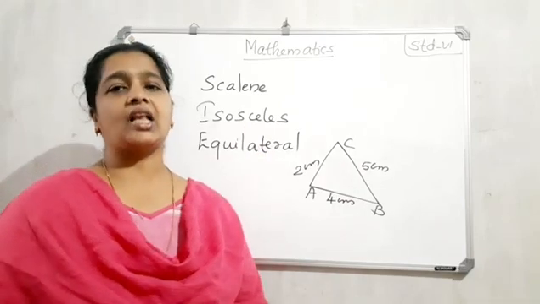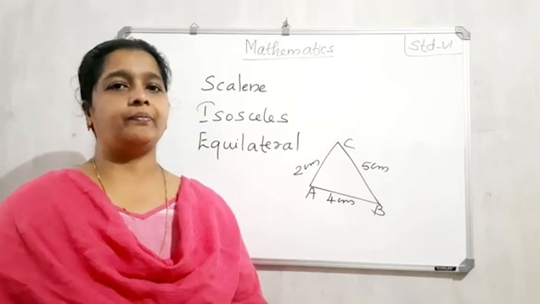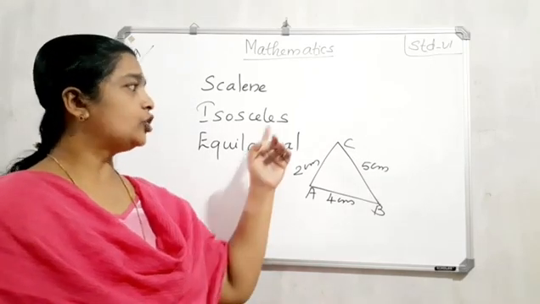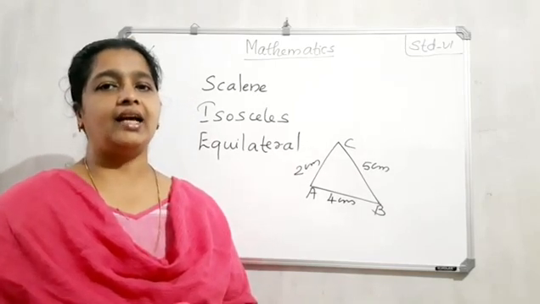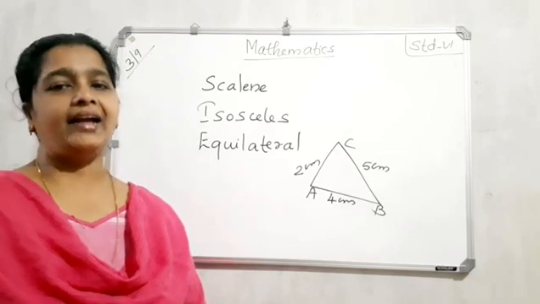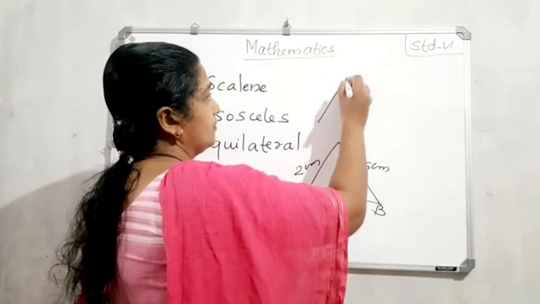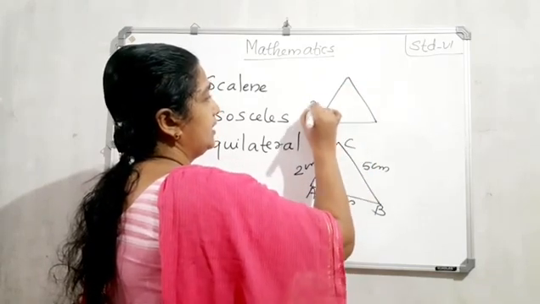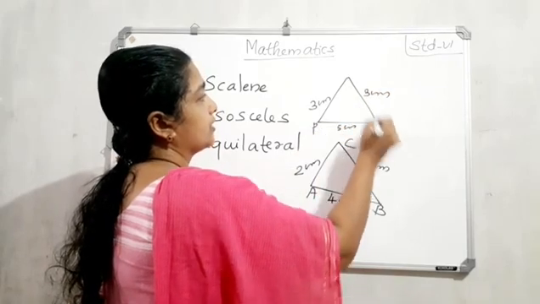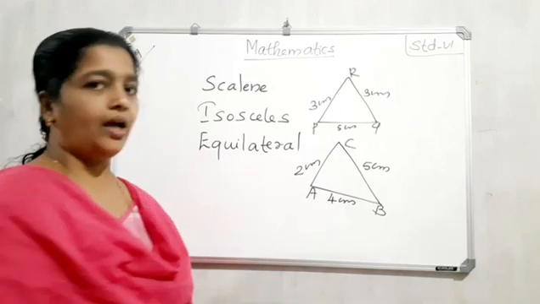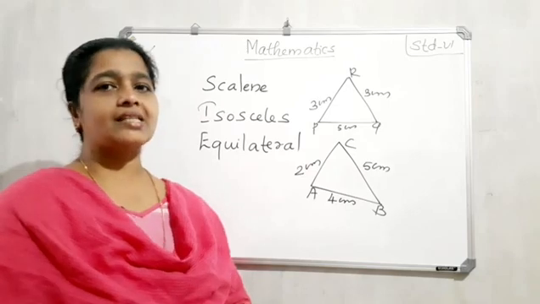What is an isosceles triangle? A triangle having two equal sides is known as an isosceles triangle. How can we check? For example, 3 centimeter, 3 centimeter and here 5 centimeter, triangle PQR. Here two sides are equal, so we can say that triangle is an isosceles triangle.